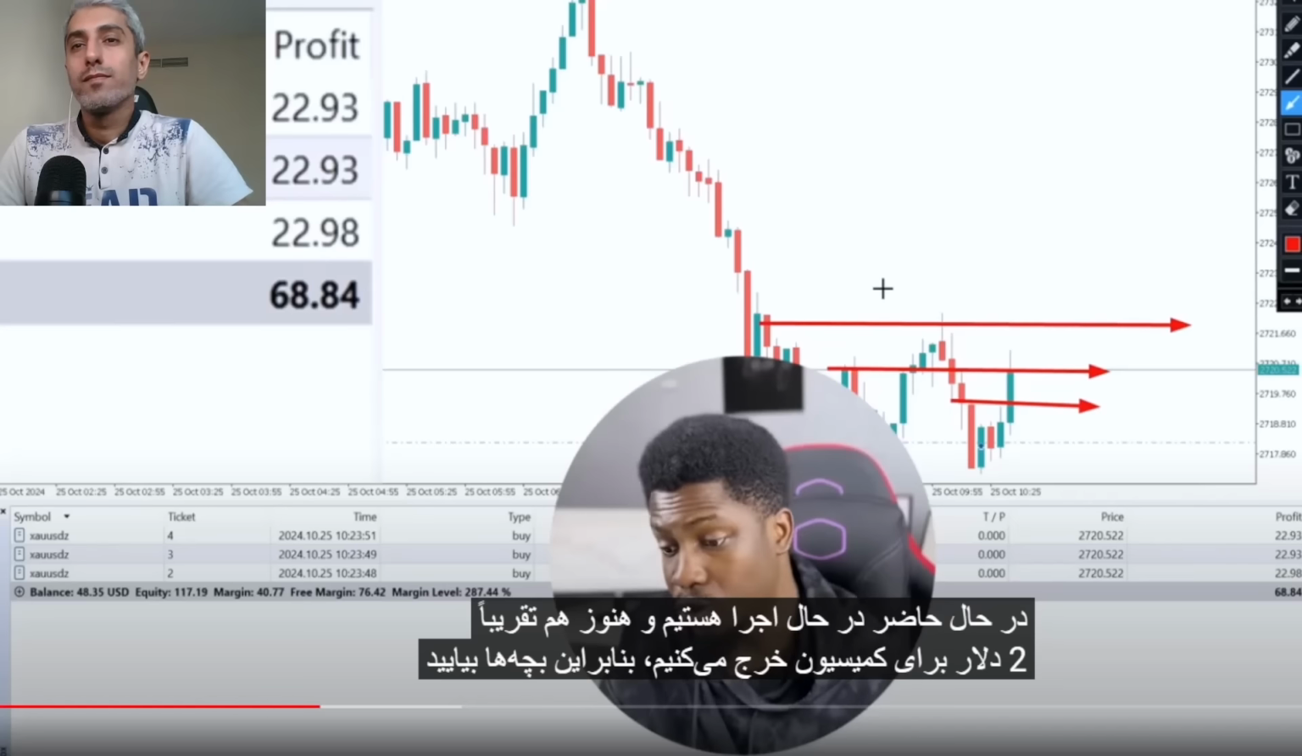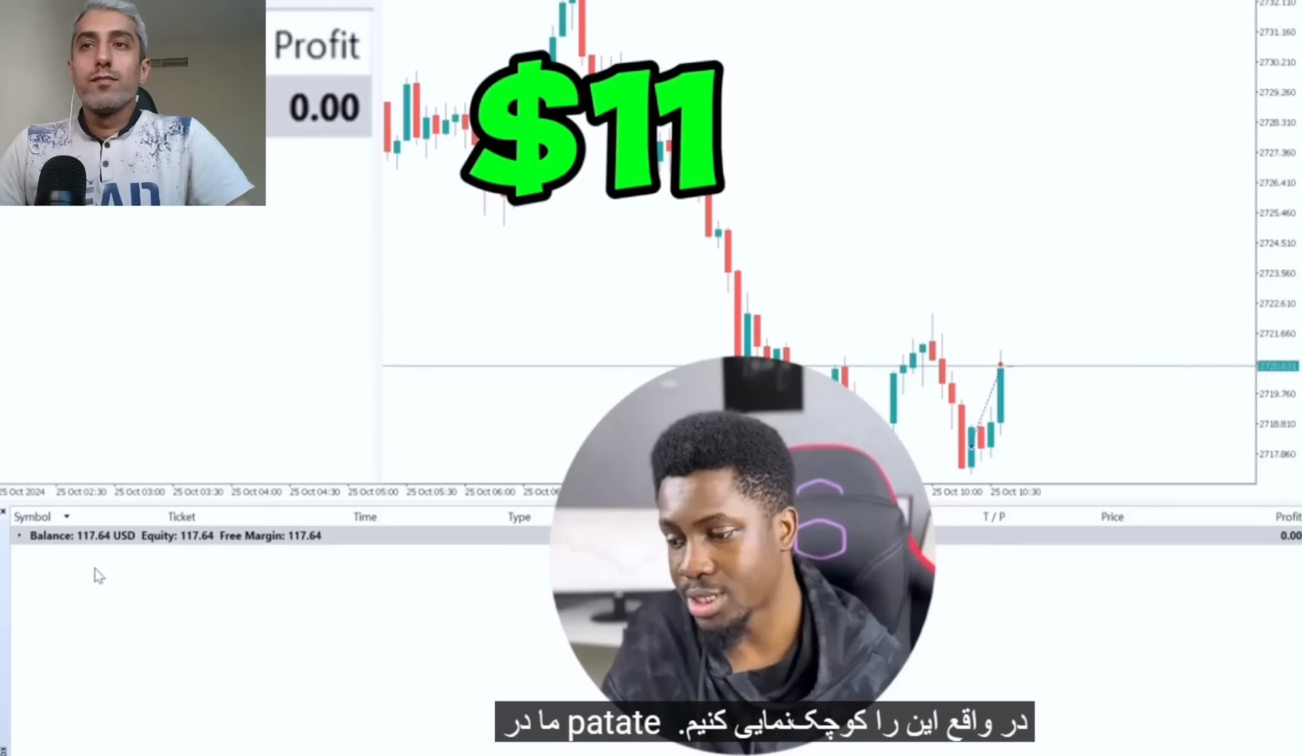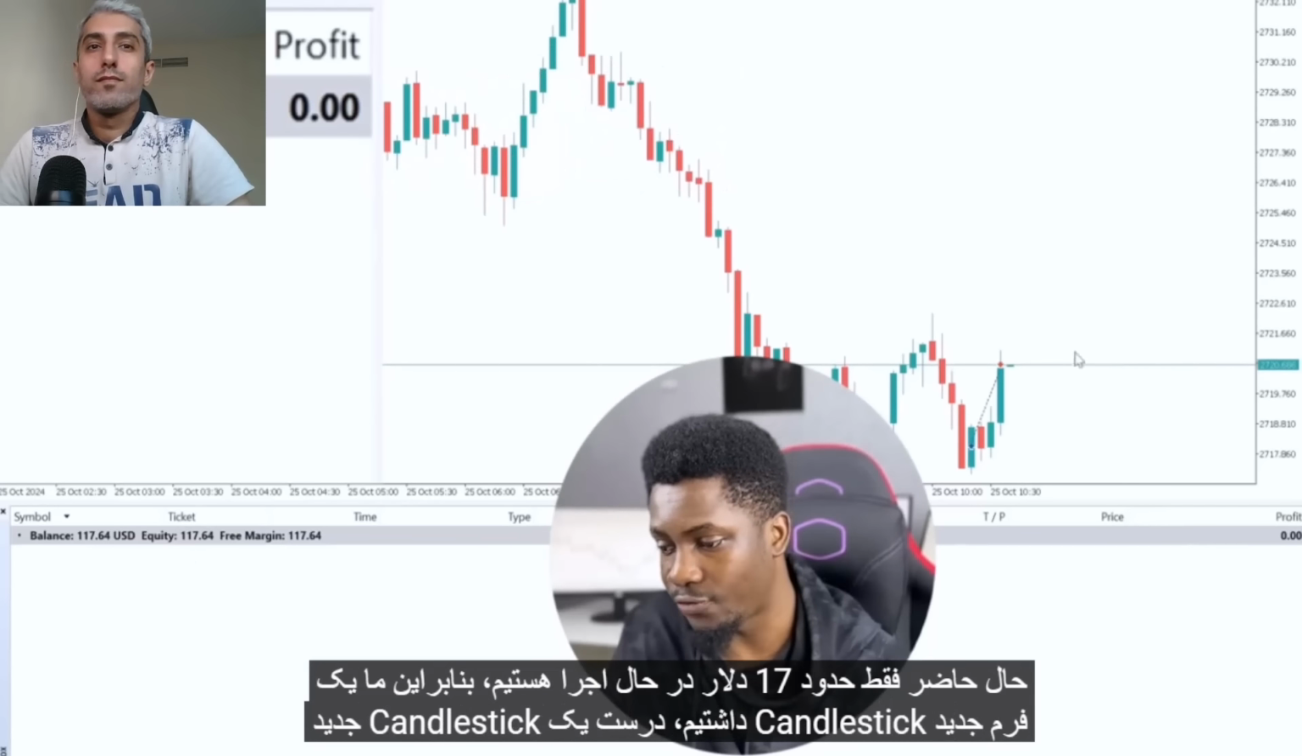$2 for commission. So guys, let's actually just zoom out of this particular trade. We're actually running just about $117 now currently. So we just had a new candlestick form, right?